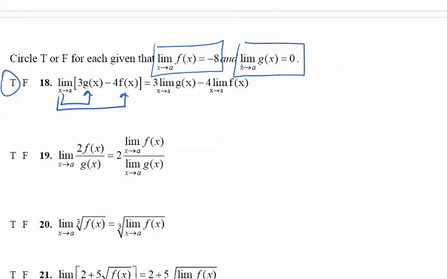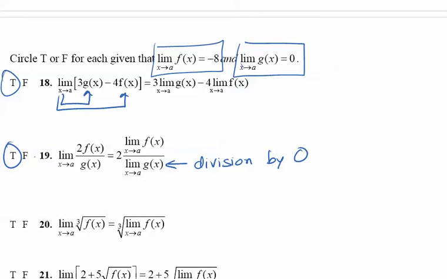As opposed to number 19, the limit of a quotient, is it the quotient of the limits? That sometimes works, but here we have a division by 0 problem. So we cannot apply the limit laws here. There might be a limit, but we can't find it by the limit laws.